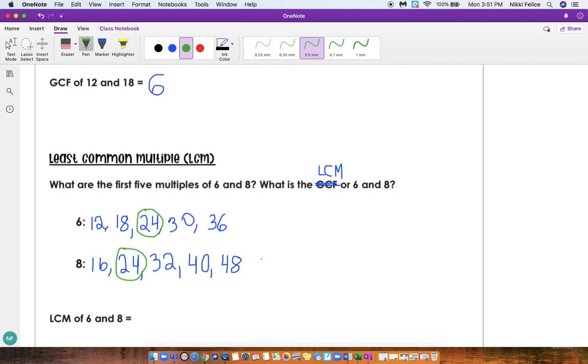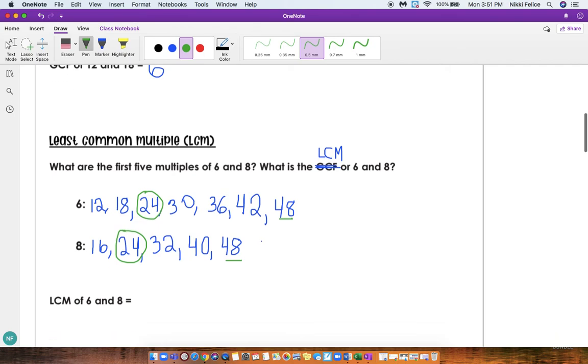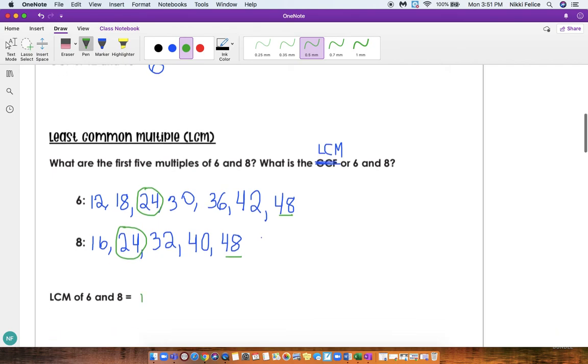These numbers probably have other multiples in common. If I kept going with number 6, I already said 6 times 6 is 36. I could do 6 times 7 and get 42. 6 times 8 would be 48. And there it is. There's my next multiple. They have 48 in common. But again, that is not the least common multiple. The least common multiple is 24 because it's the smallest multiple that they have in common.